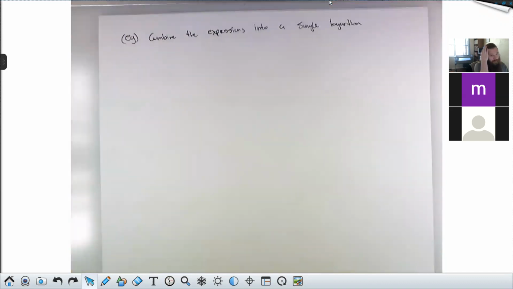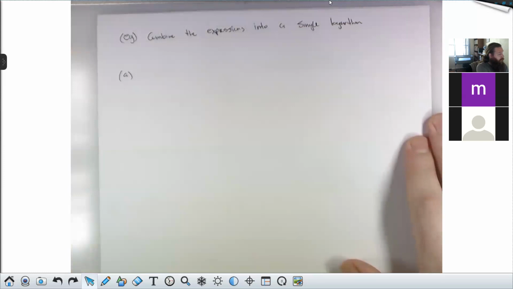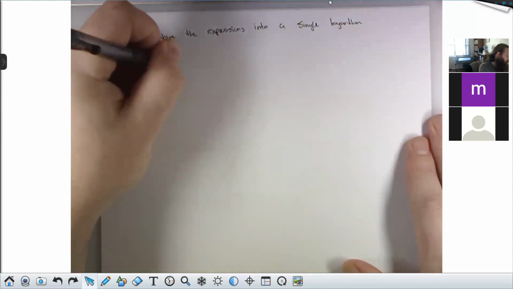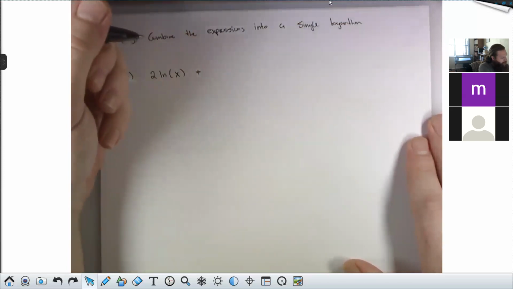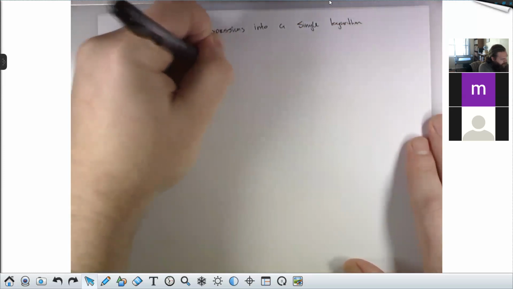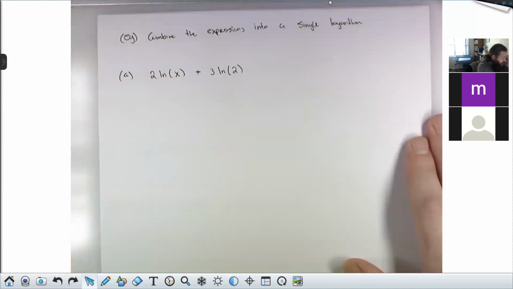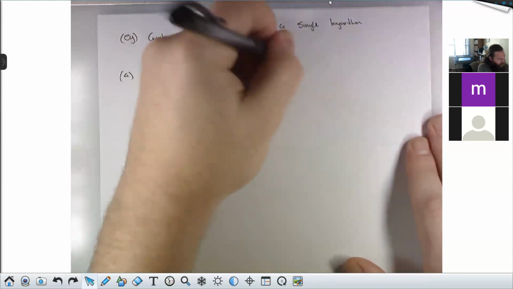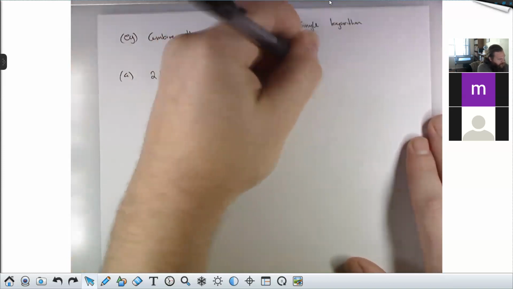Okay, so I want to combine these expressions into a single logarithm, and I'll give you two to play with. How about 2 times the ln of x plus 3 times the ln of 2, let's say, minus 1/3 times the ln of y.